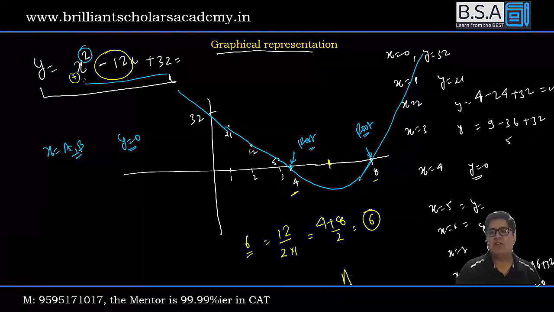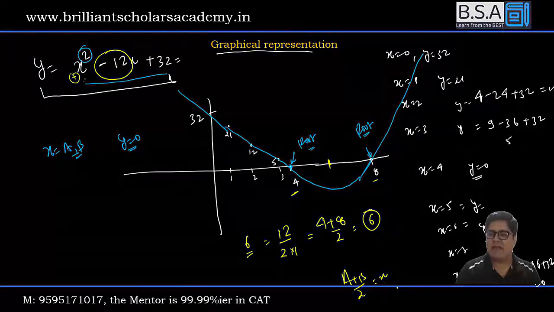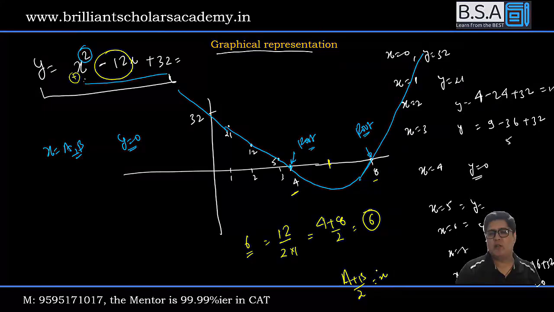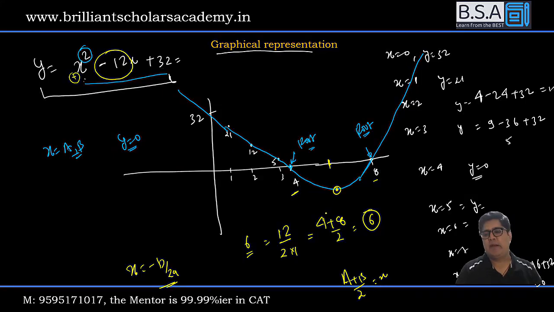So either you say a plus b upon 2 is equal to x will give me maxima minima, or you can also say x is equal to minus b by 2a will give me maxima minima. You put 6 in this, you will have the lowest point, minima.